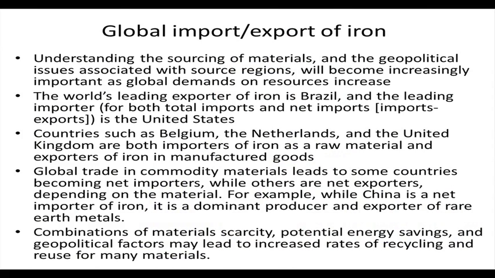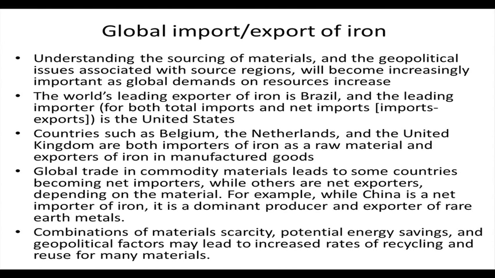So what we saw in those pictures is the understanding of the sourcing of materials and the geopolitical issues with some source regions. We know about some of these critical materials. We'll talk about that. The world-leading exporter of iron is Brazil, which we saw in the picture, and the leading importer for both total imports and net imports is the US, which we saw as well. Countries like Belgium, the Netherlands, and the United Kingdom are both importers as well as exporters. They import iron as a raw material and export iron in manufactured goods.